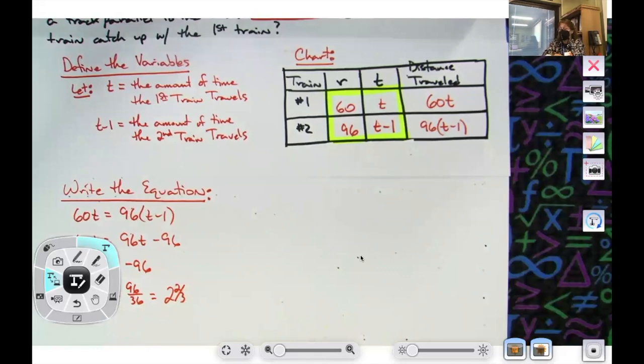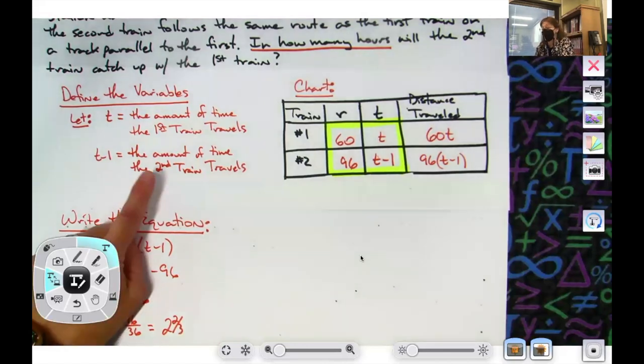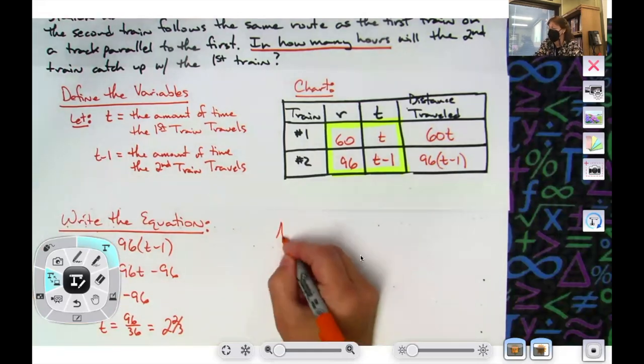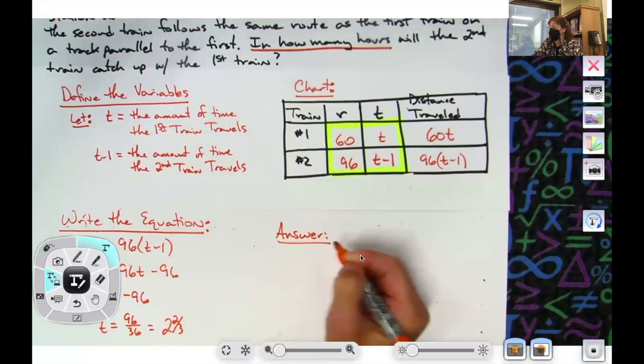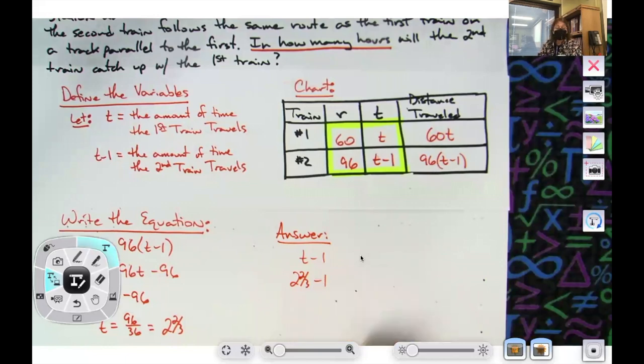Now that's t. Now I got to answer the question. Let's go back up and look at the question. In how many hours will the second train catch up to the first train? So is my answer 2 2/3? No, because I want the amount of time the second train travels. That's t minus 1. So for my answer, I'm going to have to plug it back into t minus 1. So in other words, I'm doing 2 2/3 minus 1, which is 1 2/3. So 1 2/3 hours.